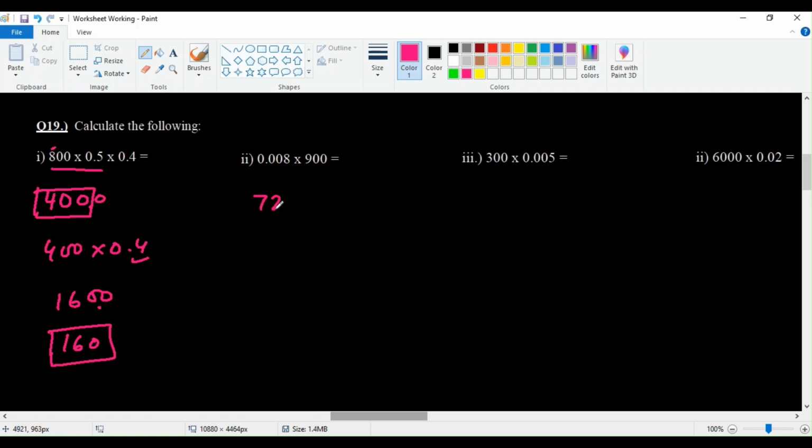Now in here, 9 times 8 is going to give us 72. This gives us 72, and since this one has two zeros, they will come here, and this one has 3 decimal places. So that means we need to have 3 decimal places. So 1, 2, and 3. That means 7.2 has to be your answer. Let's check this using the calculator. It's going to be 900 times 0.008. 7.2 is going to be the final answer for this question.